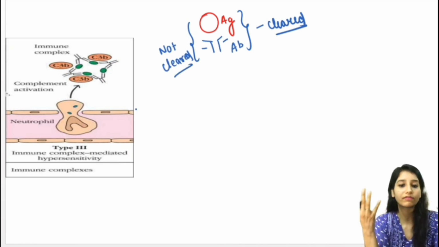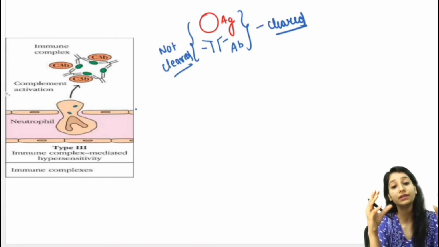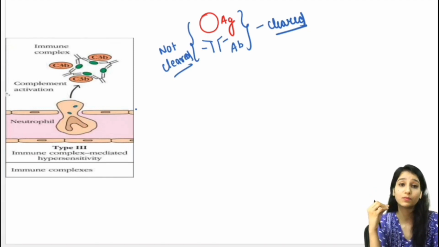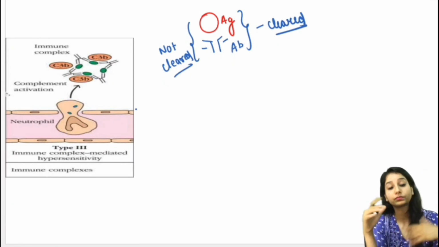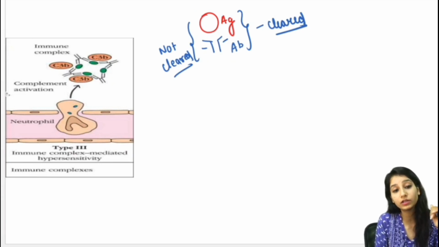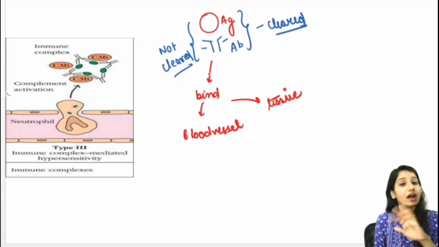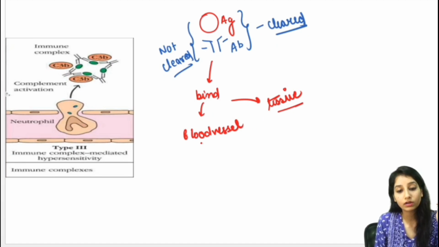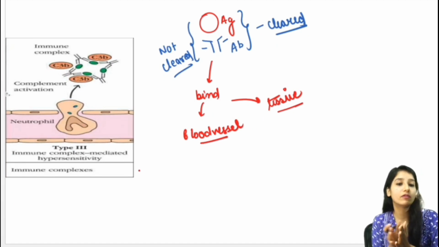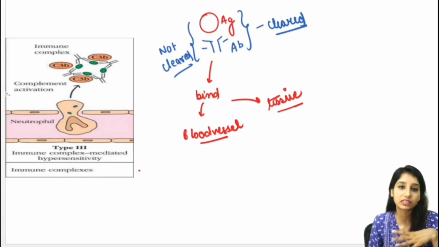Maybe a huge amount of antigen antibody is present in our body, or maybe the antigen specifically has an affinity towards our tissue or our blood vessel. So this complex will go and bind with our blood vessels, or it can go and bind with our tissue, if they are not cleared. In this condition, what will happen? They will activate the complement system, or they will activate some cells.